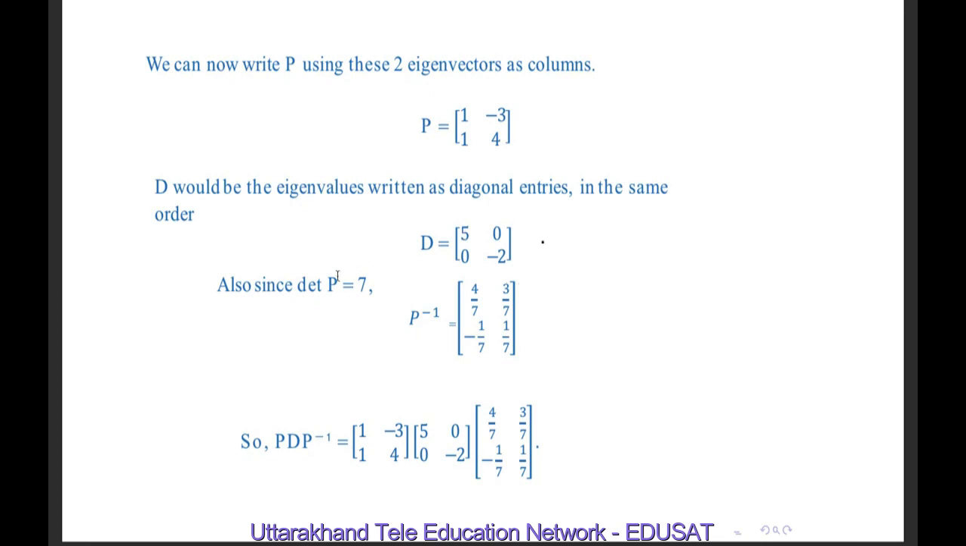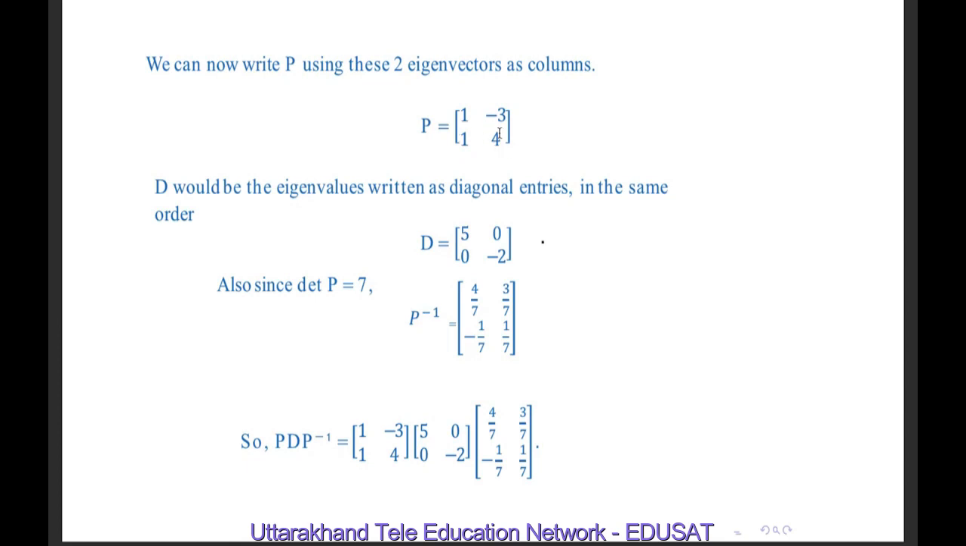Since the determinant of P is equal to 7, P inverse is equal to [4 by 7, 3 by 7; minus 1 upon 7, 1 upon 7]. Everyone knows how to calculate the inverse. First, we calculate the minor of each of its elements. Like the minor of 1 is minus 1 raised to power 1 plus 1 into 4, where we delete this row and this column. The minor of minus 3 is minus 1 raised to power 1 plus 2 into 1. The minor of 1 is minus 1 raised to power 1 plus 1 into minus 3.